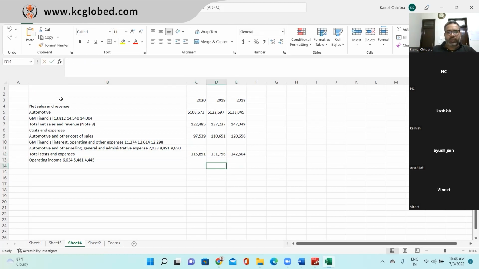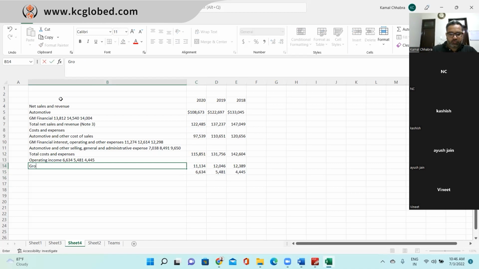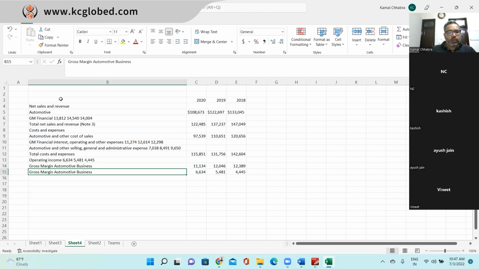So here you will be analyzing the gross margin. Your automotive business sales is this, and automotive cost is this, right? And your total revenue is this, and your total expenses are this. So this is your period over period gross margin for the automotive business. And this is your gross margin for the total business.